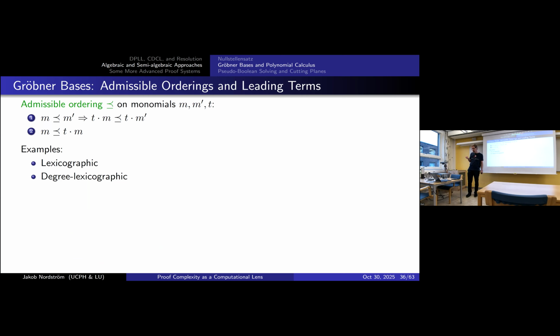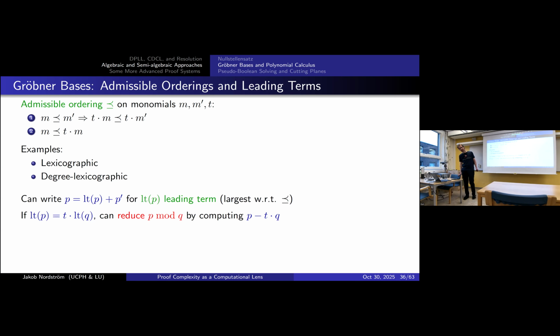Okay, so in order to talk about Gröbner bases, we need admissible orderings on monomials. An admissible ordering is an order on monomials such that if m is less than or equal to m prime and you multiply by any other monomial or term, then it doesn't change the order. Also, if you take any monomial and multiply it by a term, that can't make it smaller. Examples of orders you can use are sorting lexicographically, or sorting by degree and then lexicographically. There are also other orders. Once you've committed to an order, we can find the term in the polynomial that is largest with respect to this order, and this is the leading term.